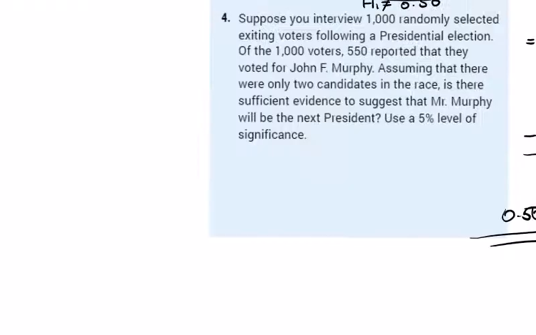Suppose you interview 1,000 voters in a presidential election and 550 reported they voted for J.F. Murphy, the next US president. 550 out of your sample, 550 over 1,000 is 0.55, which is P. 1 minus P is 0.45.